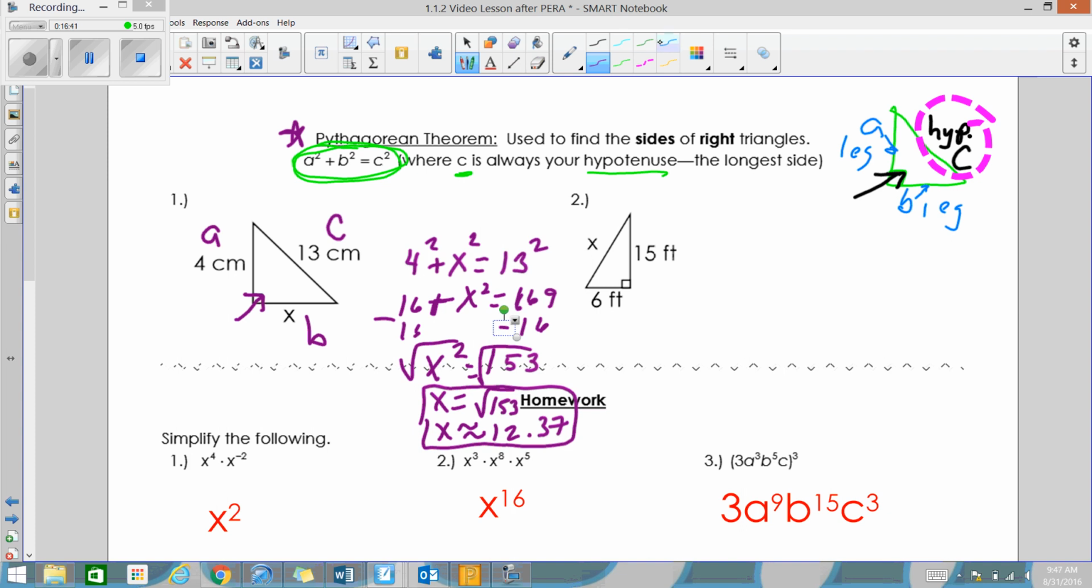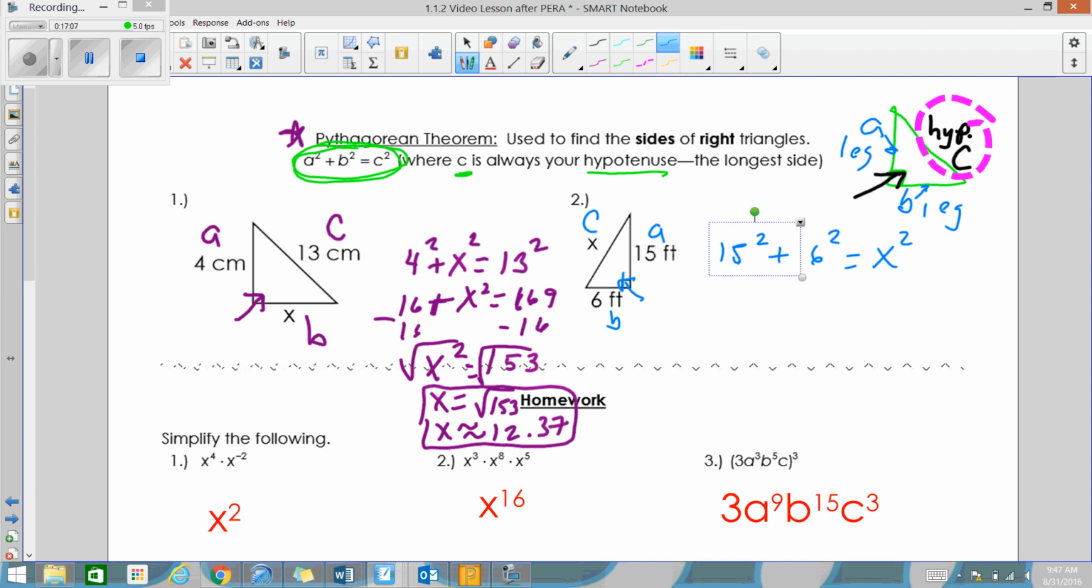All right, here we go. Last problem, number 2. Same thing, Pythagorean theorem. So identify where your right angle is. It points at your c value. So that means our other two sides are a and b. Again, it doesn't matter what a and b are, you just need to know where c is. So when we write out our equation, we're going to go a squared, so 15 squared, plus b squared is 6 squared, equals c squared, which is x squared.